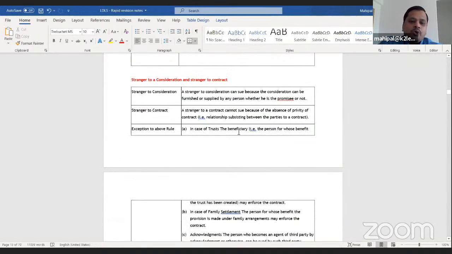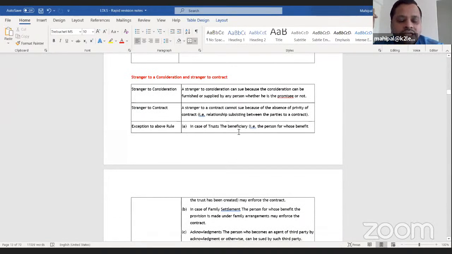Again, important rule, stranger to consideration and stranger to contract. Stranger to consideration can sue or be sued, but stranger to contract cannot sue or be sued. Am I clear? That is the rule of doctrine of privity of contract. Clear? Write a note on doctrine of privity of contract, could be a question.